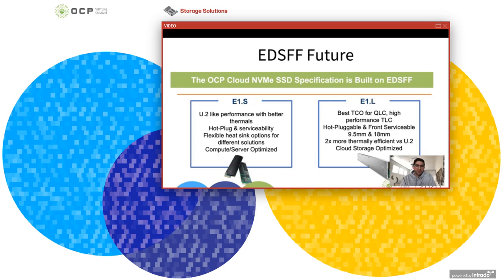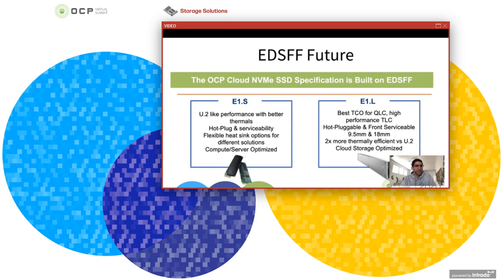So E1.S, you have U.2-like performance, you have better thermals and more options, different heatsink variants, you have higher performance scalability because you can fit more devices in the front of a 1U. It's been natively designed for the 1U form factor. It's hot plug and serviceable, so you solve the challenges that M.2 had in hyperscale data center.